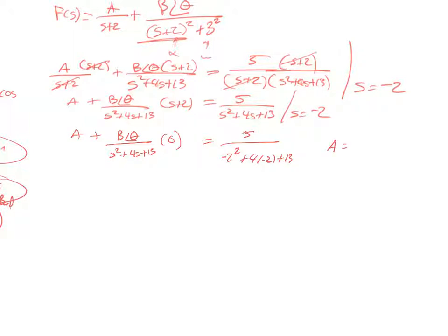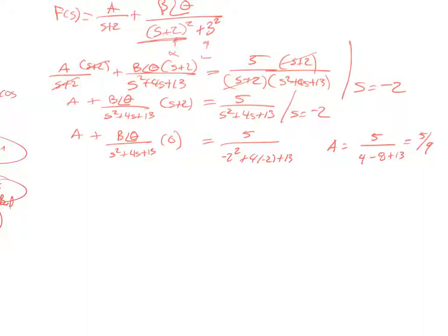So A is going to be equal to 5 over negative 2 squared, which is 4, minus 8 plus 13, which is equal to 5/9. That's my value for A. Can we do B? Or do we need to pause for a moment?